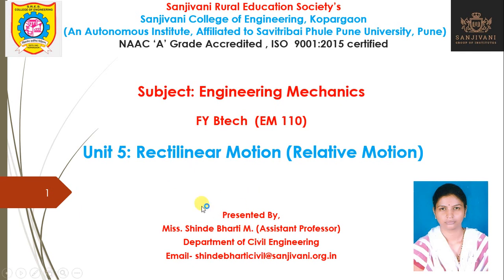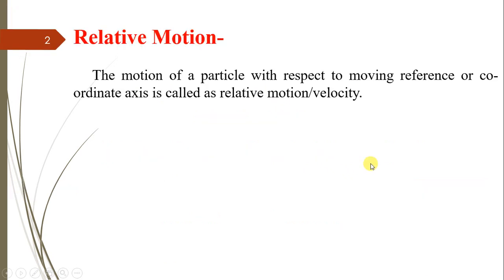Now in today's lecture we are going to discuss the rectilinear motion. In that we are studying the relative motion. Now in the first video we have seen the different type of motion. In that we see the absolute motion and the relative motion. Whenever we are defining the motion of an object with reference to the fixed object, then that type of motion is called as an absolute motion. And now when the motion of particle is with respect to moving reference or coordinate axis, that type of motion is called as a relative motion or relative velocity.